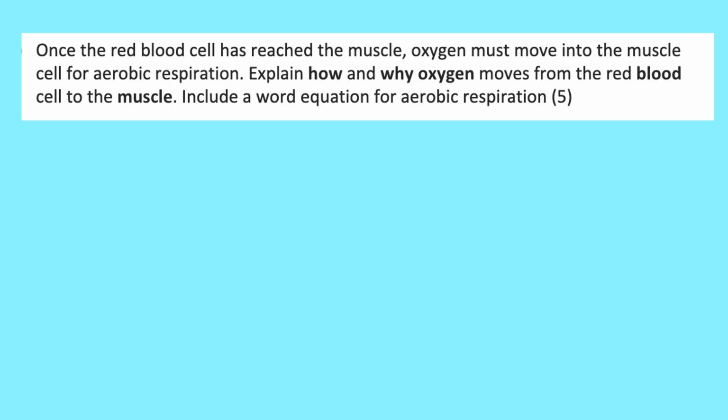So, final question for cell structure, and it's a 5 marker. Once the red blood cell has reached the muscle, oxygen must move into the muscle cell for aerobic respiration. Explain how and why oxygen moves from the red blood cell to the muscle. Include a word equation for aerobic respiration.